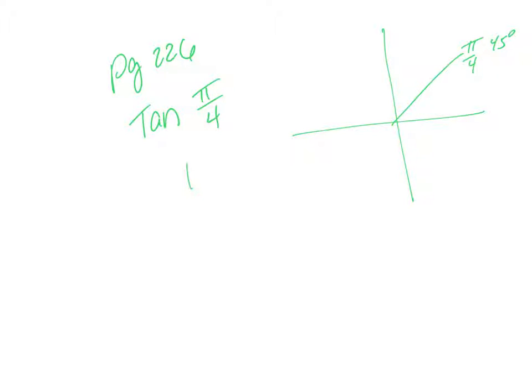But let's say you forget. Maybe you remember that sine over cosine equals tangent, right? And the sine of 45 is root 2 over 2. And the cosine of 45 is root 2 over 2. So anything over itself is equal to 1. So the answer to this is 1.